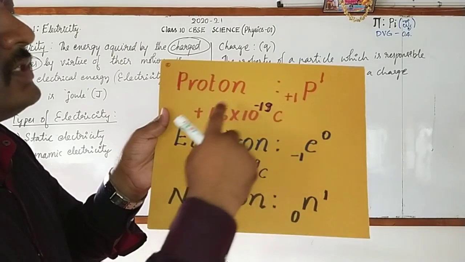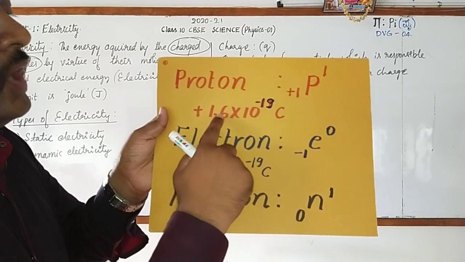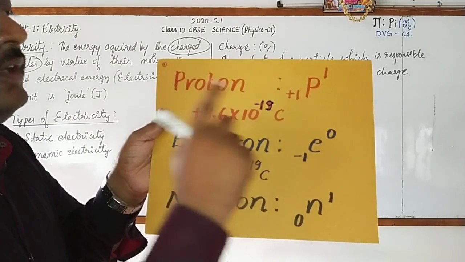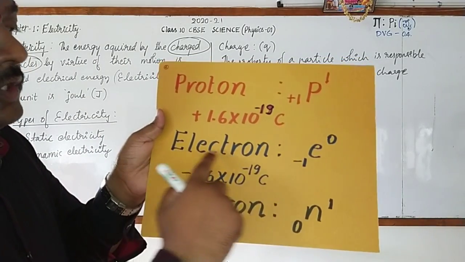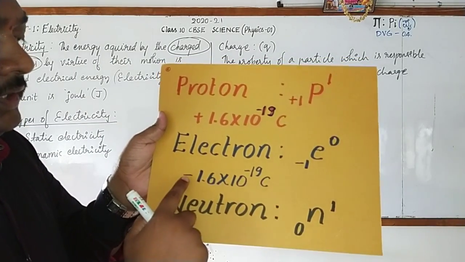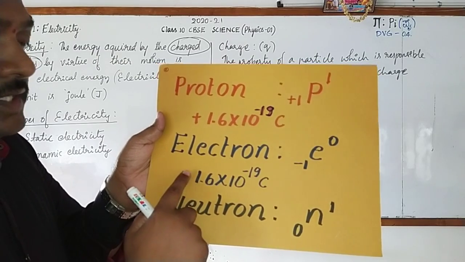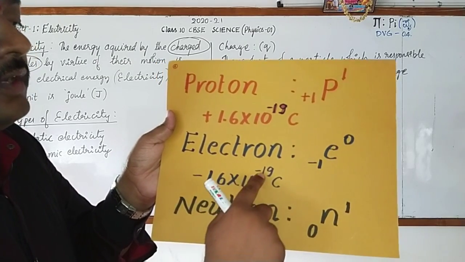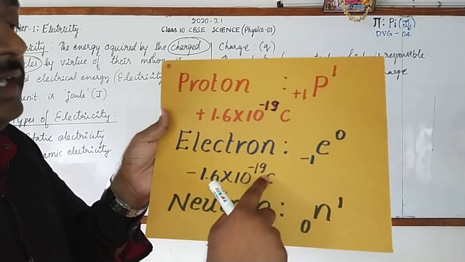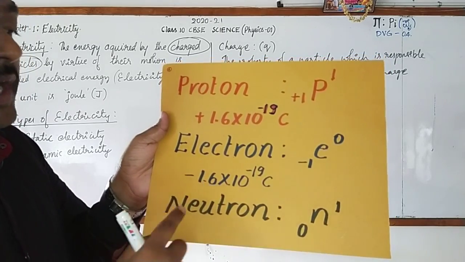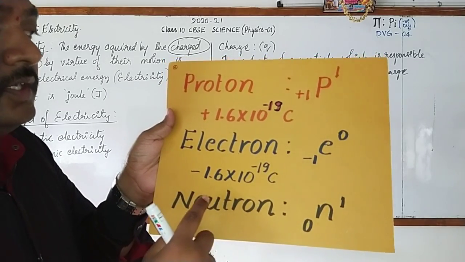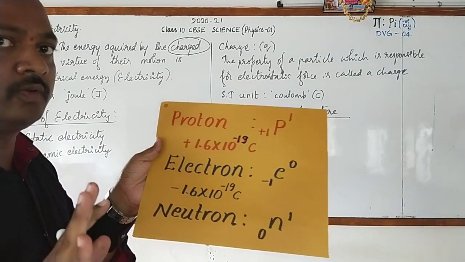The charge of a proton is 1.6 into 10 raised to the power minus 19 coulomb. And the charge of an electron is minus, that is the sign. The magnitude is the same, 1.6 into 10 raised to the power minus 19 coulomb. Whereas a neutron does not carry any charge. Hence, its charge is zero.